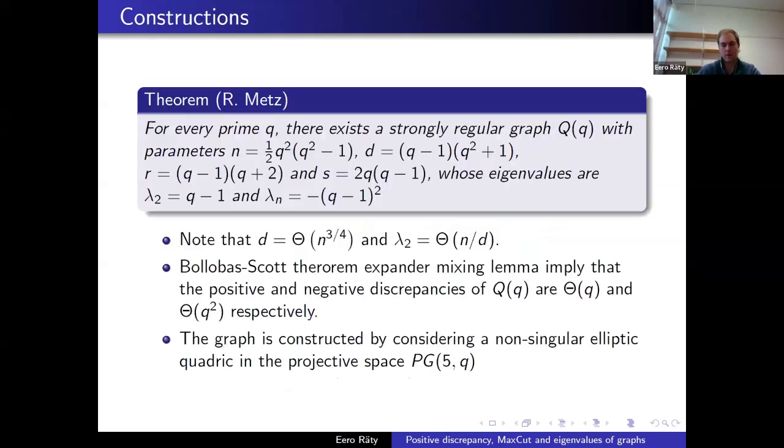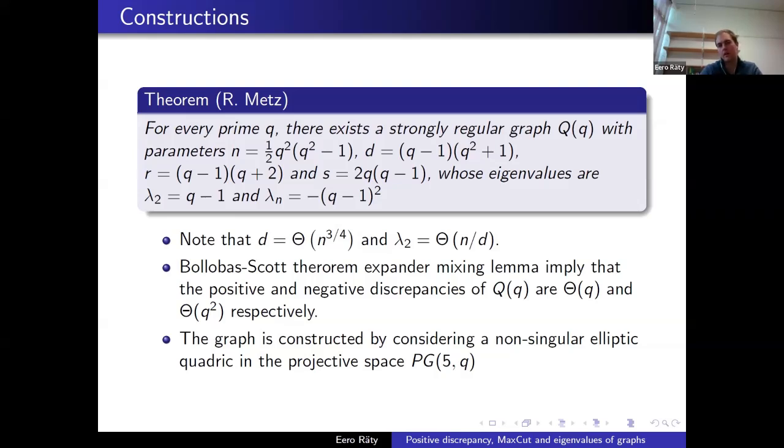Okay, so a few words about these constructions. The first construction is an algebraic construction of Metz, which is a strongly regular graph with average degree n to the 3/4, and the second eigenvalue is of the order n divided by d. So here, the product of lambda2 and lambda n is of the order q cubed, which is the same magnitude as the degree of the graph.